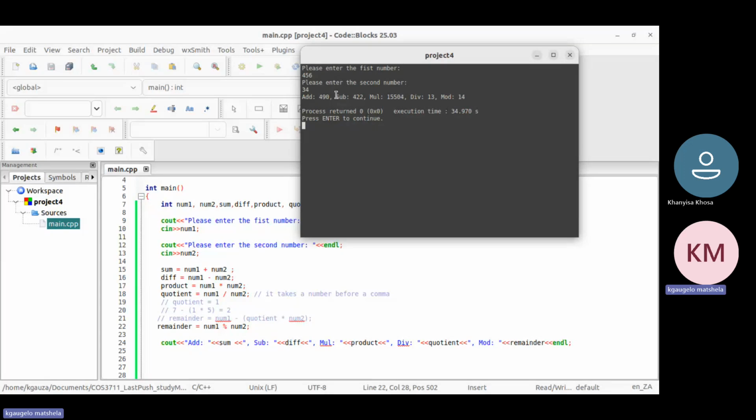So the remainder is like the numbers there that are left undivided. You see, the one that we were dividing, 7 and 5. Two is the one that is left undivided there. You get me?